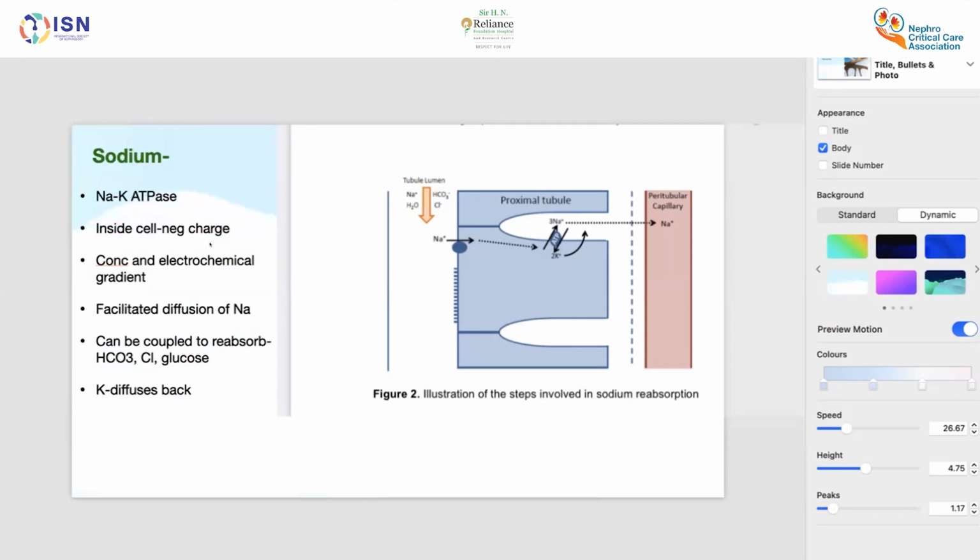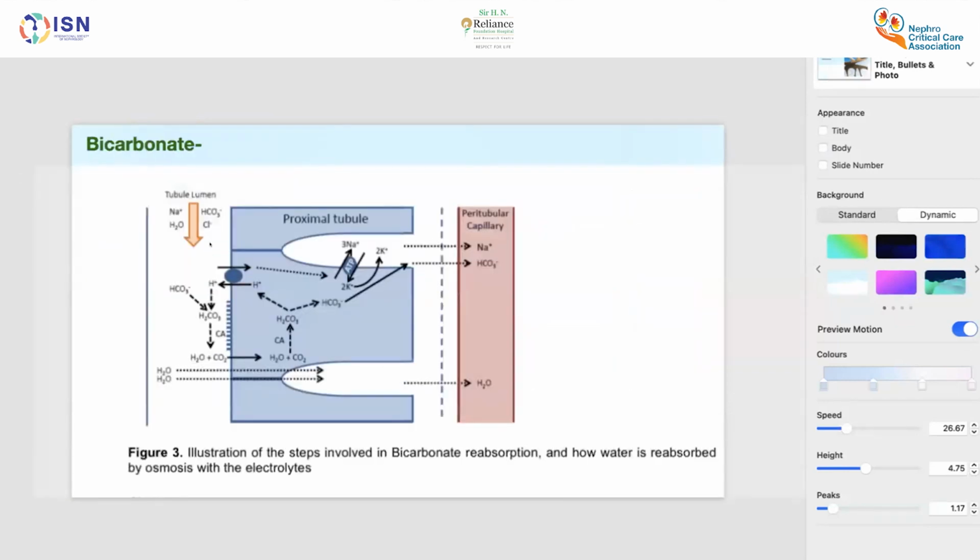peritubular capillary. This reabsorption of the sodium is also coupled with bicarbonate, chloride, and glucose. And this potassium diffuses back into the lateral space. Then bicarbonate. With this sodium potassium ATPase pump, and with the facilitated diffusion of the sodium, which we have seen prior, sometimes the hydrogen is antiported to the tubular lumen.